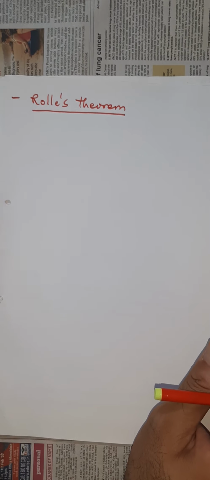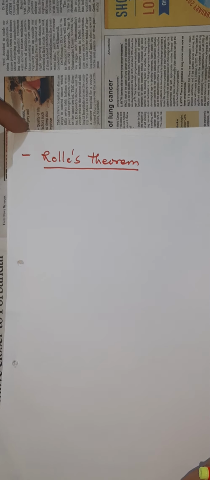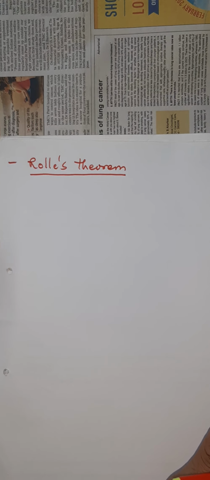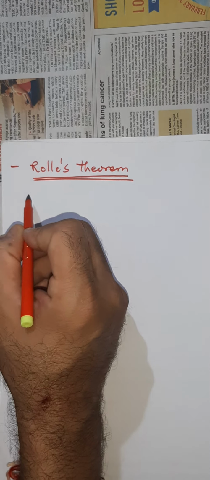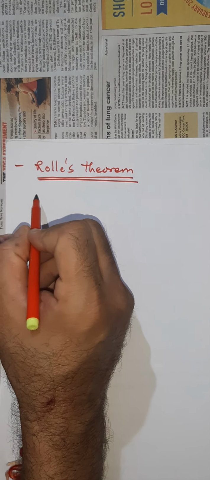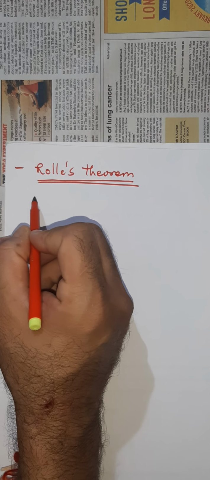So now we have the theory portion. This is about the mean value theorems. The first theorem is Rolle's theorem. The theorem says that you take a continuous function.